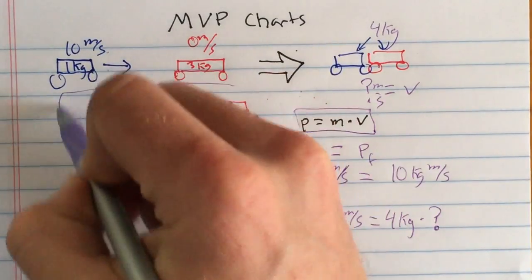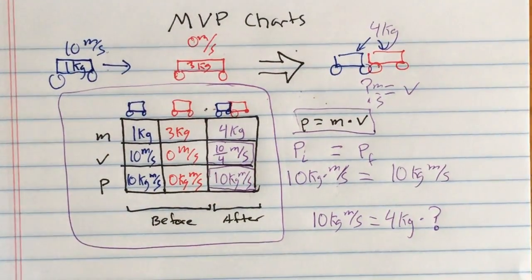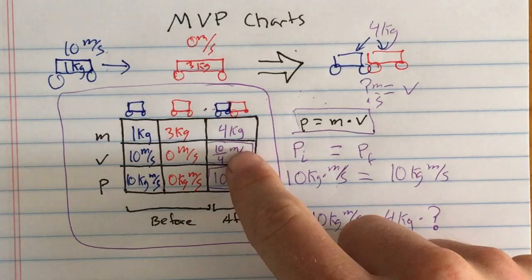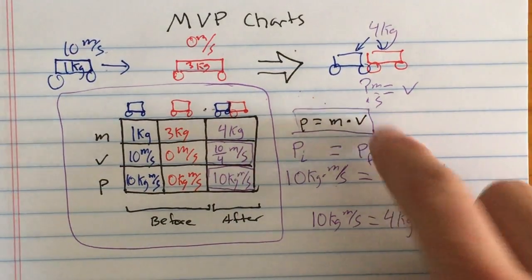And so this right here, that is an MVP chart. I hope that helped, and I hope that clarified a little bit. And there's some tools where we can algebraically solve for an unknown variable.